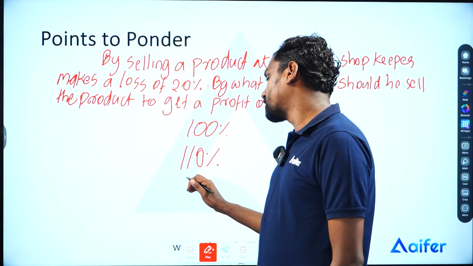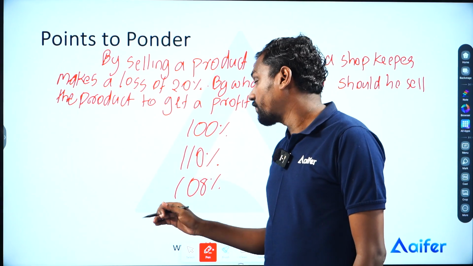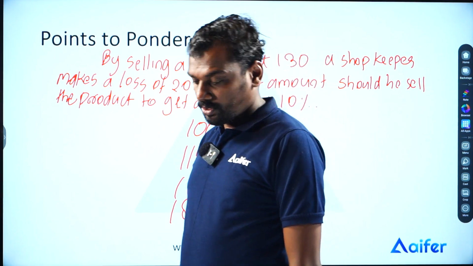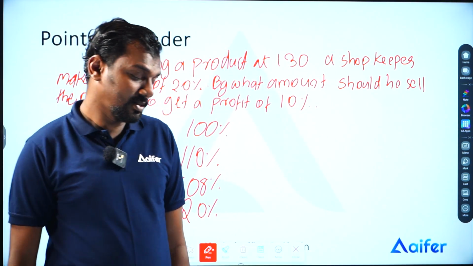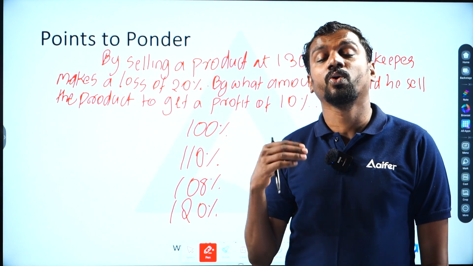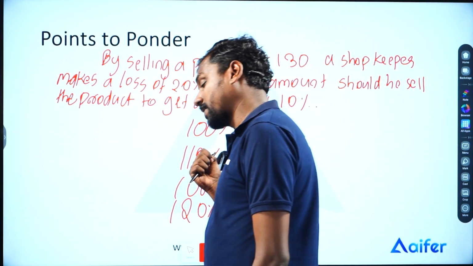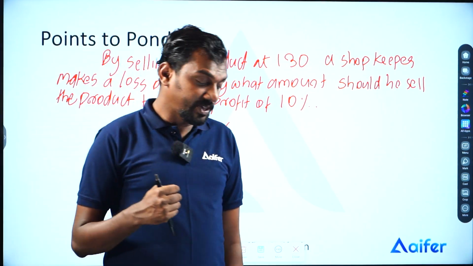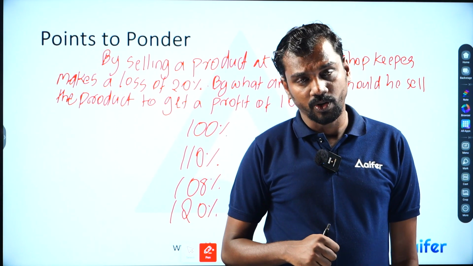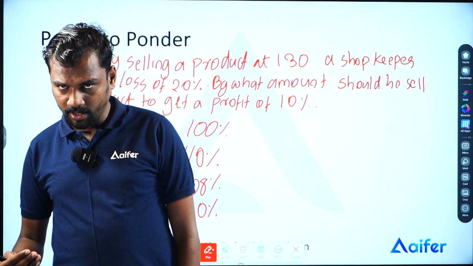When the profit is 8%, it will be 108% of the original price. When the profit is 20%, it will be 120% of the original price. So the theoretical concept you should be thorough with here is that if a product is sold at the same price as the cost price, its price is 100% of the cost price. If there is a profit of 10%, then it's 110% of the cost price. If the profit is 20%, it's 120% of the cost price.